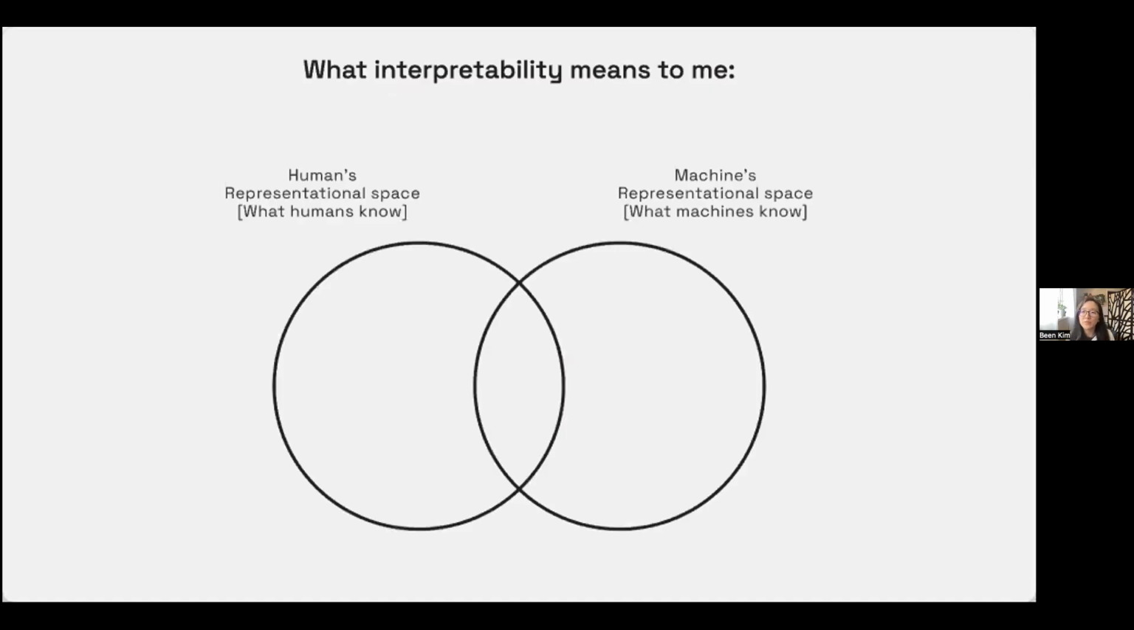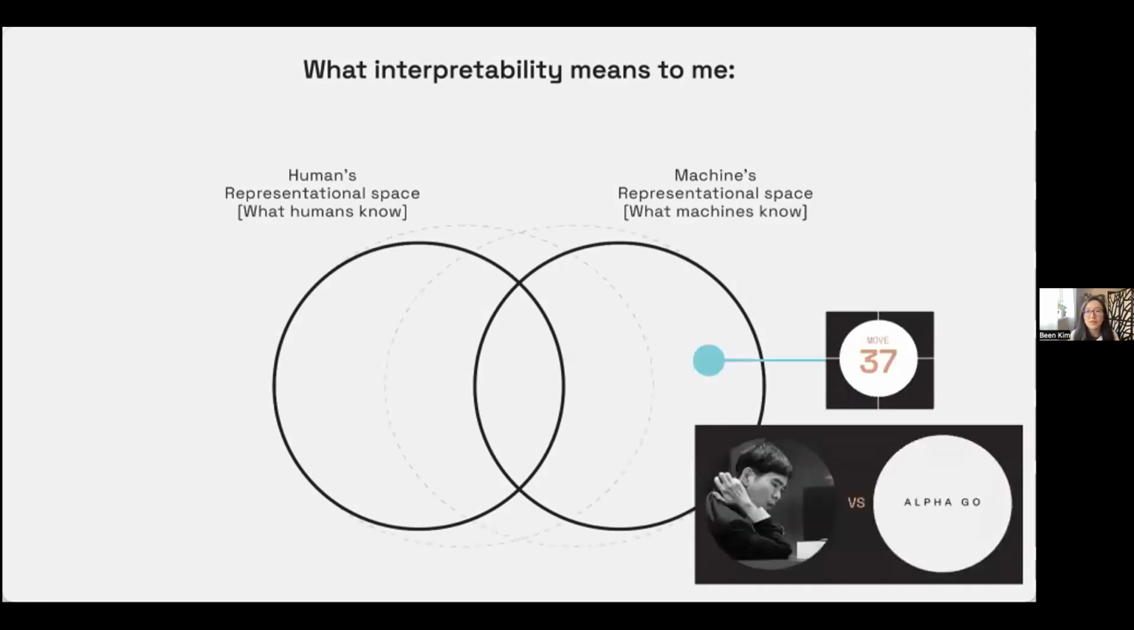So one way to view interpretability is to view it as a mapping between representational space of humans and machines. Let me explain what I mean using this simple diagram. The circle on the left represents what humans know, things in humans' representational space. Any member in this set is something that makes sense to us, like the cat is big, is in part of this circle. The circle on the right represents what machines know.